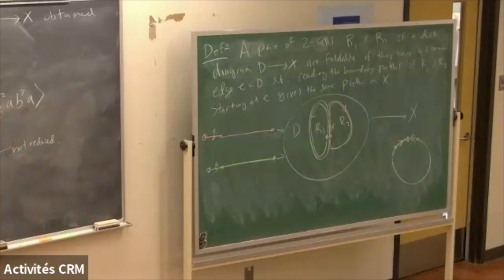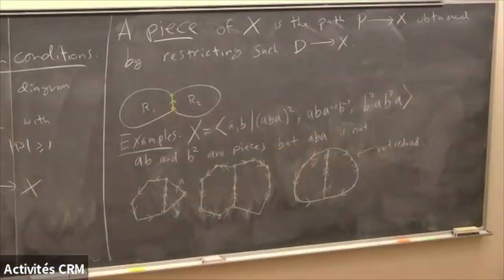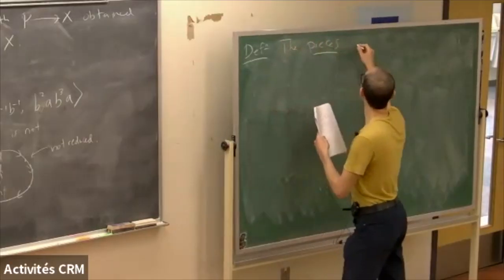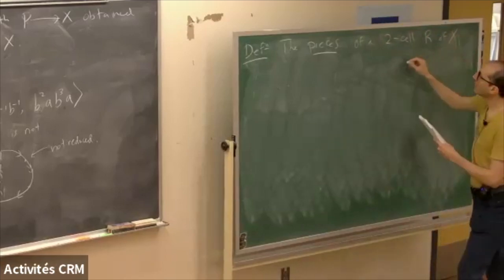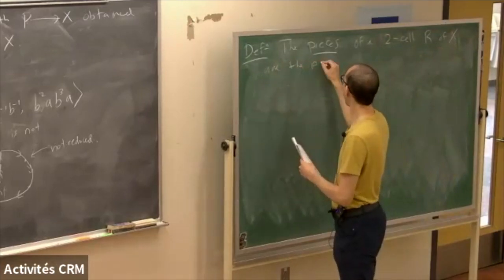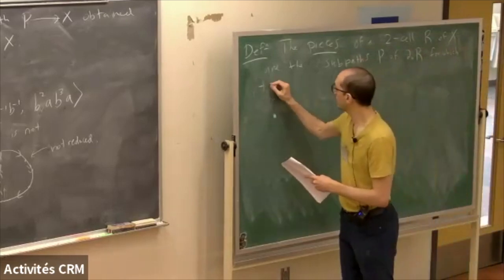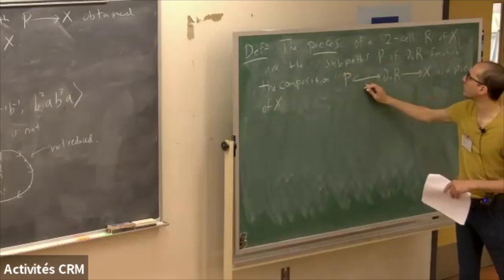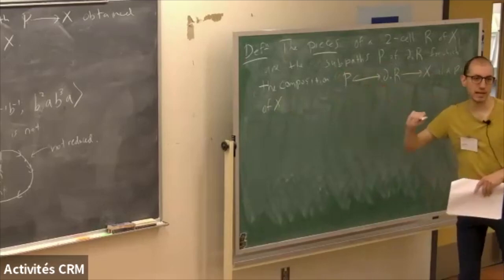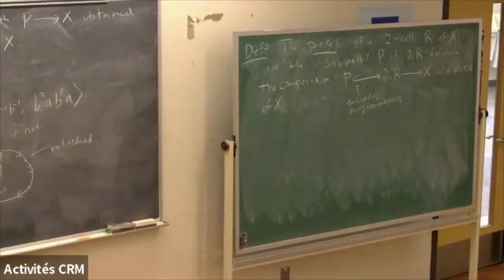Okay, so that's what a piece is in X. I'll also talk about pieces in the boundary of a relator. The pieces of a two-cell R of X are the subpaths of its boundary cycle for which the composition is a piece of X. We don't need this exactly to be an embedding for my purposes, as long as it's an embedding except at the endpoints. So the pieces of X give us some particular subpaths of the boundary cycle of any two-cell.